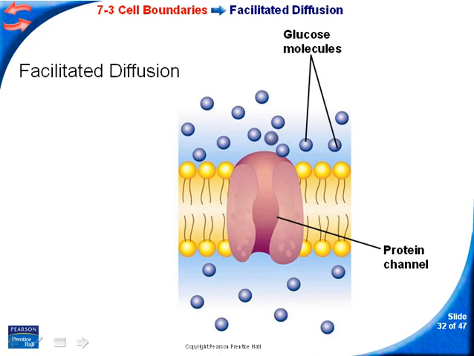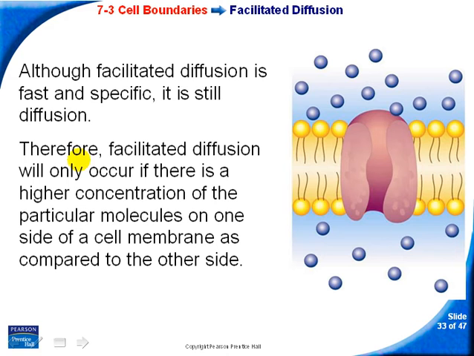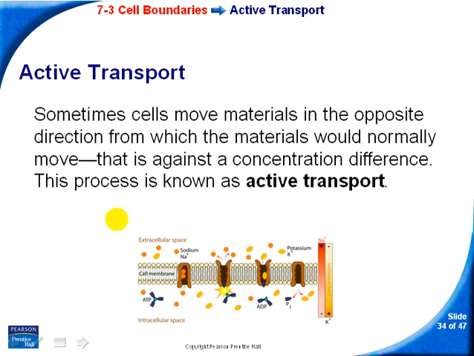So let's look at this example here. You can see the particles are being moved across the membrane from an area of high concentration to an area of low concentration. So with facilitated diffusion, we're going from a high concentration to an area of low concentration on that side.